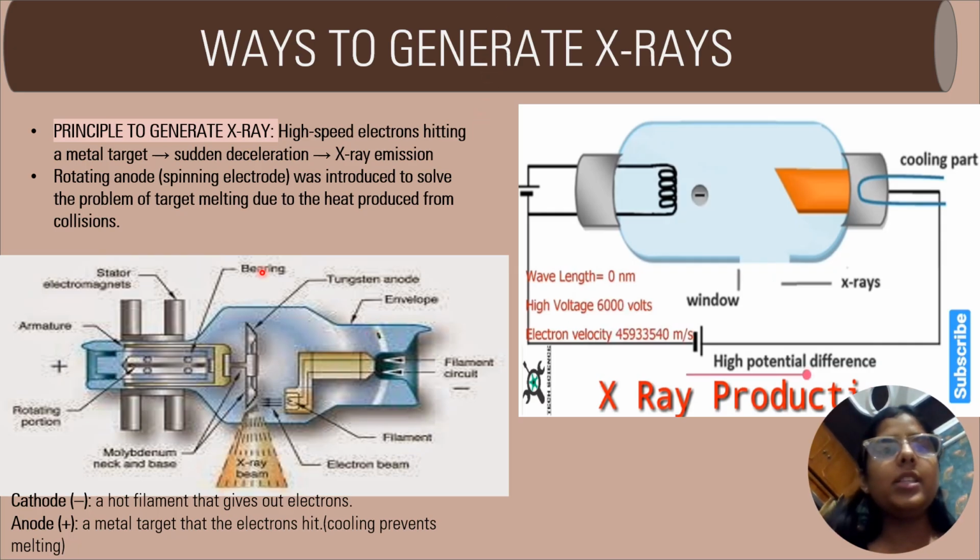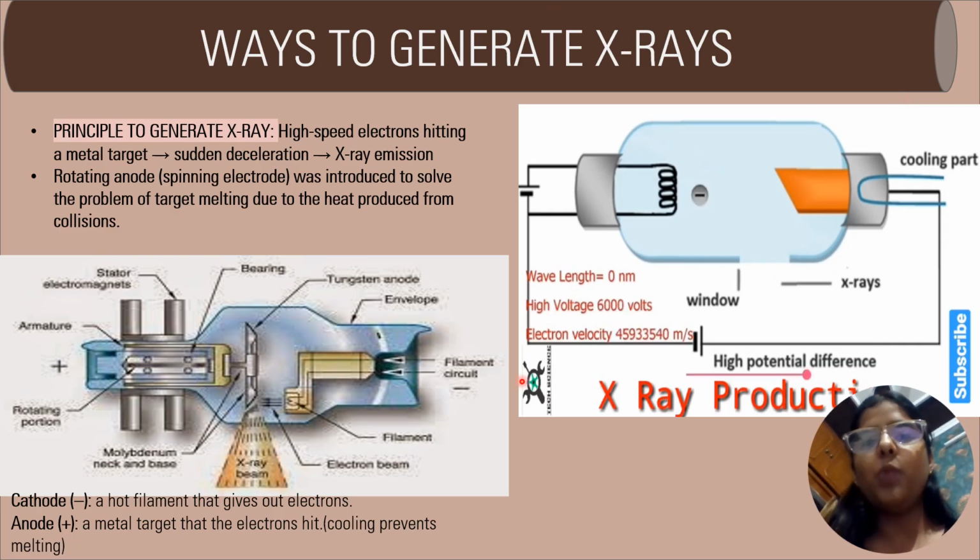Now, here you can see the cooling part. It is another simplified diagram of this X-ray production, and we can see the cooling part. Since most of the energy is converted into heat, a cooling system, often a copper block with circulating water or oil, is attached to the anode to prevent overheating and damage to the target of the anode, which is present here.